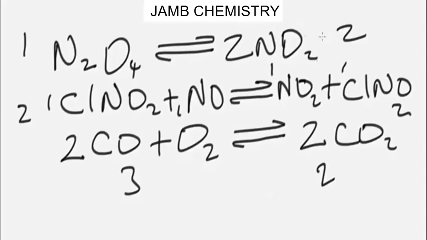Basically, in this first reaction, since the equilibrium position will shift from the right to the left, more of this substance, nitrogen tetroxide, will be produced, whereas in reaction 2, there is no effect. In reaction 3, since the equilibrium position will shift from the left to the right, more carbon dioxide will be produced.